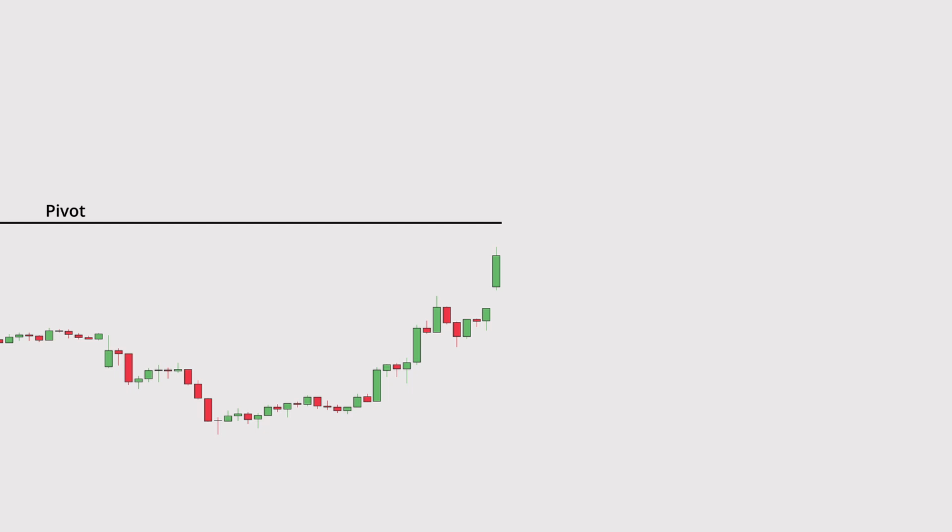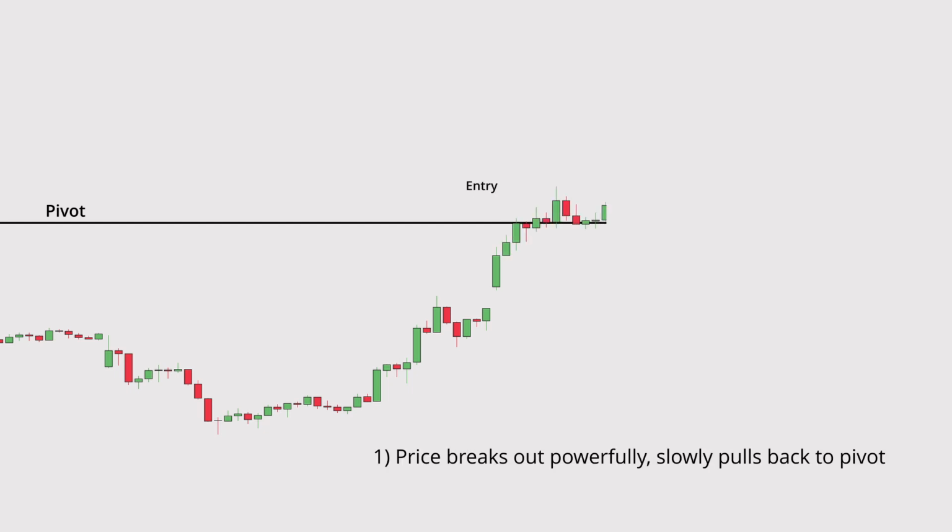Whenever you enter a trade, you want to look for these early cues. The first scenario would see price break out powerfully, then pull back slowly to the pivot level. This is exactly what you want to see. It's healthy price action, and it's likely there will be a continuation higher following that pullback.